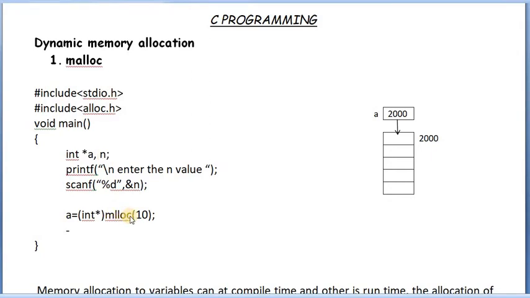The malloc function takes one value as a parameter. For example, if we give 10, malloc gives 10 bytes of memory. It creates 10 bytes of memory. We can store 5 integers because an integer takes 2 bytes of memory. After creating the 10 bytes of memory, malloc returns the address of that memory. We need one pointer to store that address.